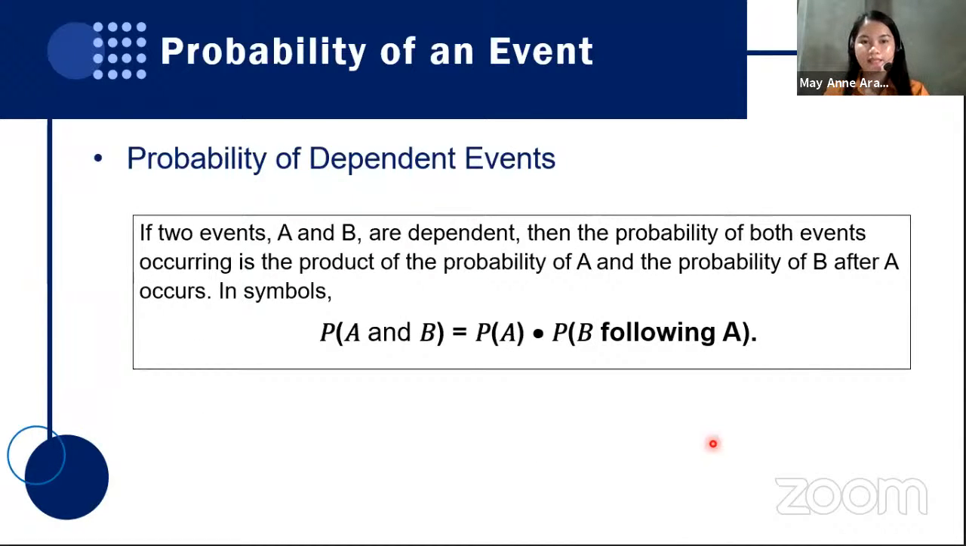Okay. So next, for the probability of dependent events, since they are dependent, affected yung probability of the second event nung occurrence ng first event. So that is probability of A times probability of B following A.